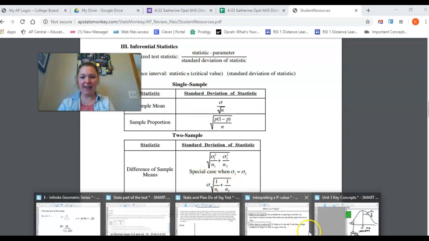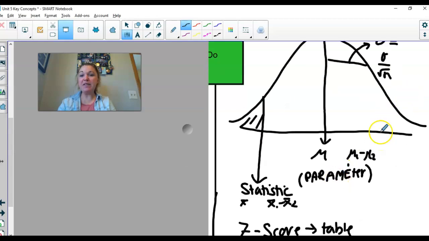Okay, so let's go back. We have our standard deviations, we have our statistics. The statistic is what we observed, and it's describing the sample. Right here we have our parameter, that's describing the population. And then we have our standard deviation based on if it's a 1 sample or a 2. So from there, we go to the z-score, we go to the table, and we find our p-value. If you need help with that, check back at other videos.